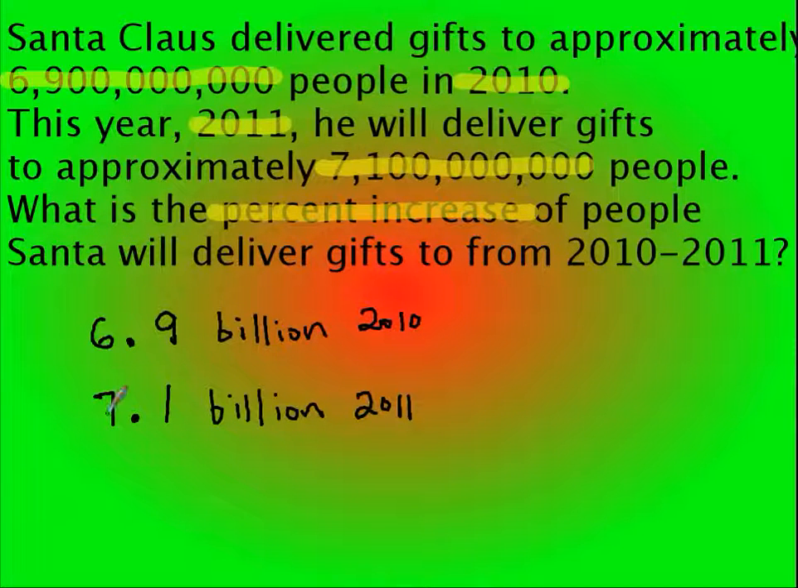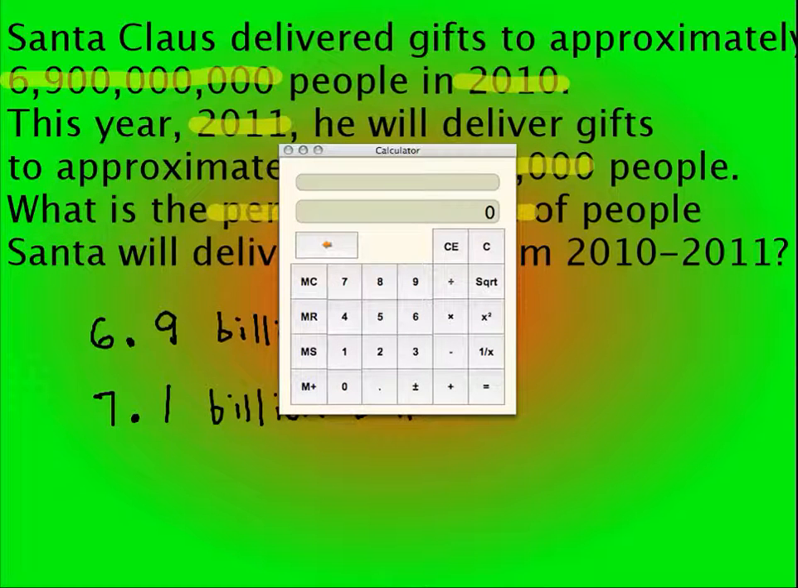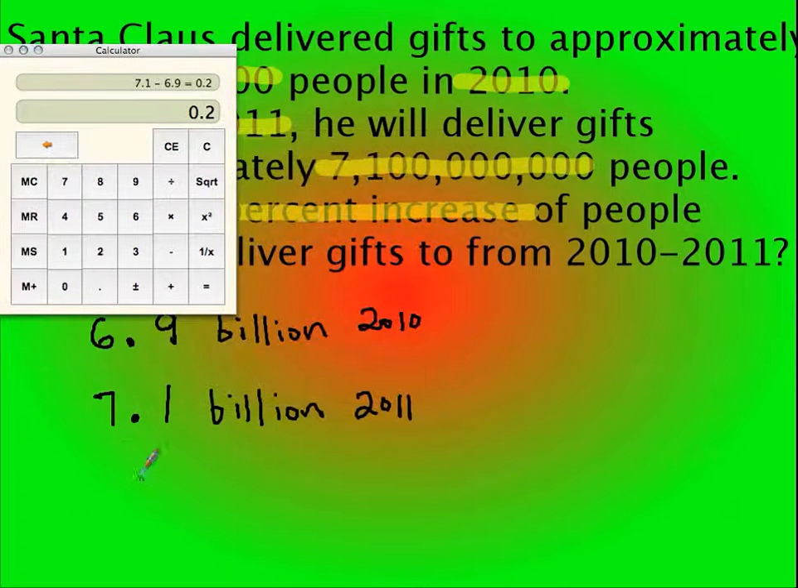So I would have subtracted 6.9 from 7.1 to see what my difference was. And that gives me 0.2. So that means there was a 0.2 increase in the amount of people.